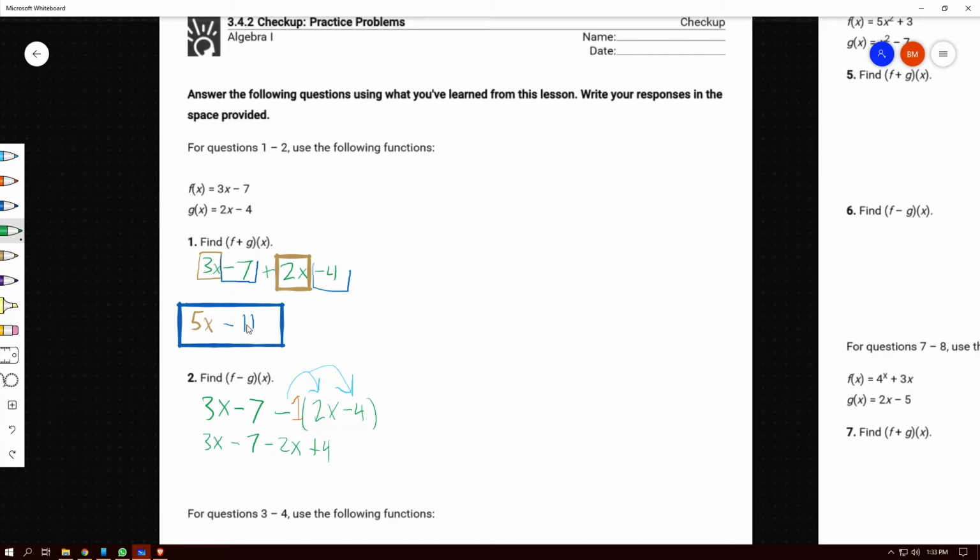Now that this is all done, I'm going to treat it just like I did my addition up here. Here are my x values. I take the signs with them, so I have a positive 3x and a negative 2x. That means I just have an x. I have a negative 7 and a positive 4. Well, negative 7 plus 4 is going to be a negative 3. So f minus g of x is going to be x minus 3. So the difference between addition and subtraction is that in subtraction, I have to have parentheses around the second function, after the minus sign.